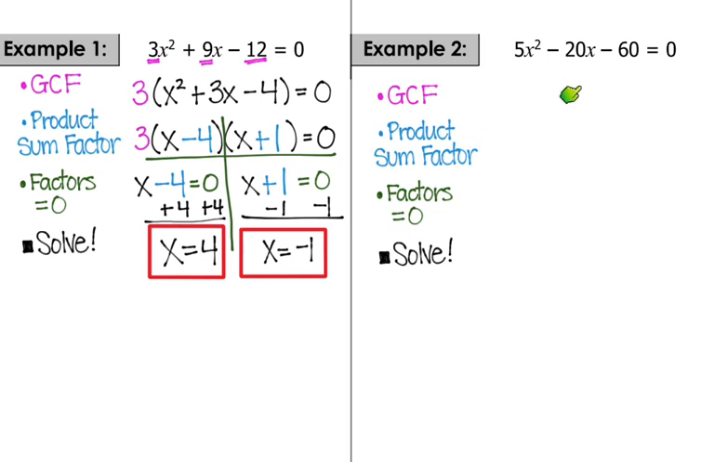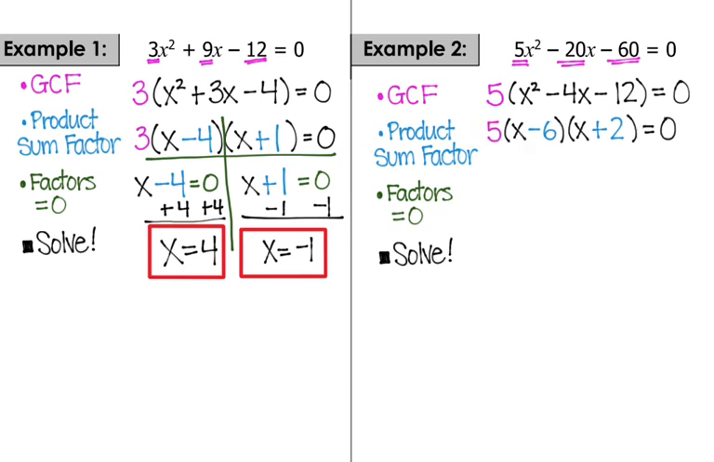So now I'm looking at these terms, and I'm noticing they all are multiples of 5. So I'm going to divide them all by 5, and I'm left with x squared minus 4x minus 12. Using the product sum method, what multiplies to give me negative 12, but adds to give me negative 4? Well, that would be positive 2 and negative 6. So I'm going to write my factorization. The 5 is still there, and then I have x minus 6 and x plus 2.